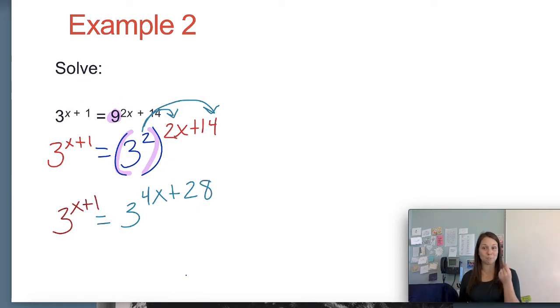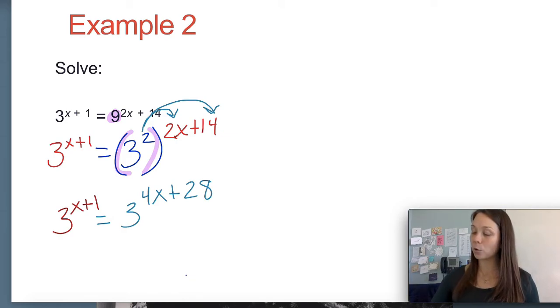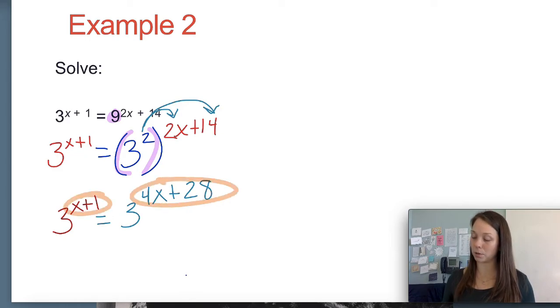Now my bases match, and now I can drop that base of 3 out, and really my focus is going to be on setting the x plus 1 equal to the 4x plus 28. And I can begin solving for x.